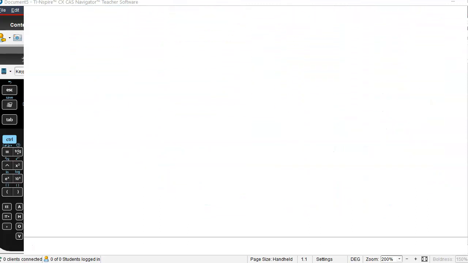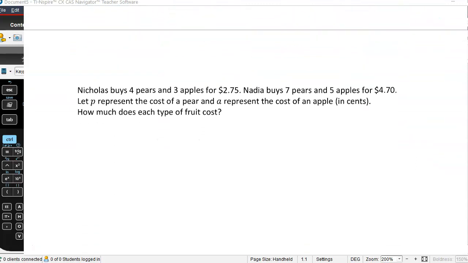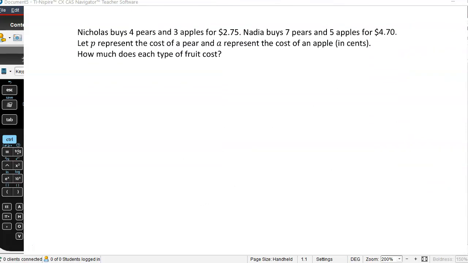Right, I've got one more example. Nicholas buys 4 pears and 3 apples for $2.75. Nadia buys 7 pears and 5 apples for $4.70. Let P represent the cost of a pear and A represent the cost of an apple. How much does each type of fruit cost? So in cents.